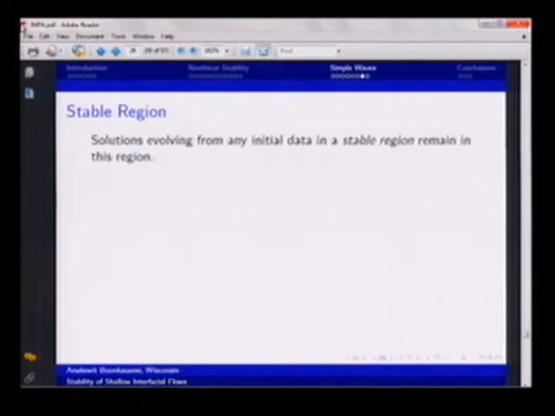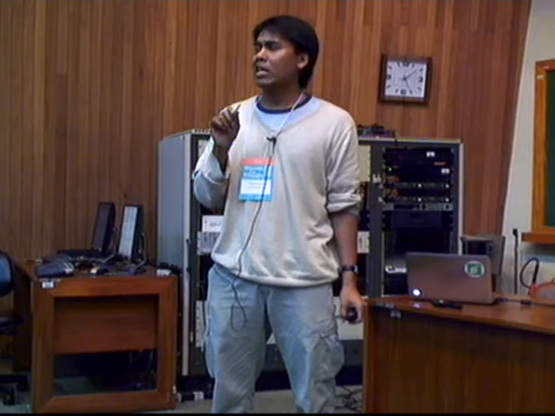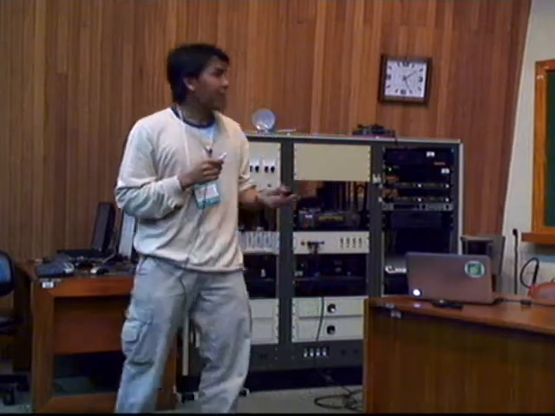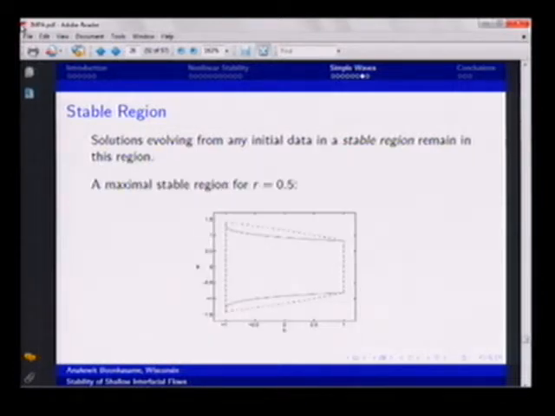Okay. All right. We can do better than this. We can actually use simple waves to construct what we call the maximal stable region. So by a stable region, I mean a region on the phase plane where if you put initial data inside that region, then the solution would never leave the hyperbolic region. And I claim, so let me show you a maximal stable region for r equal to 0.5. I claim that it looks like so, with the thick curve right here and here.